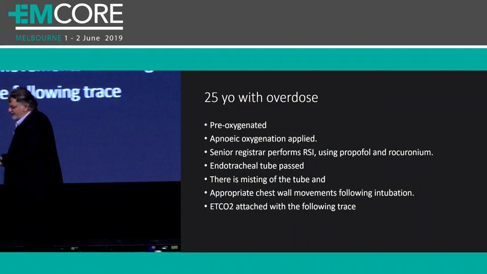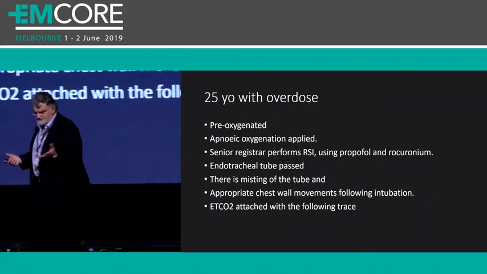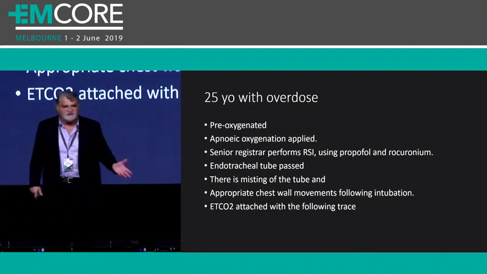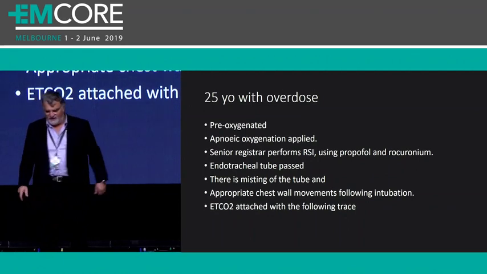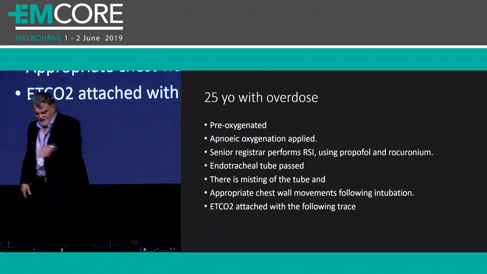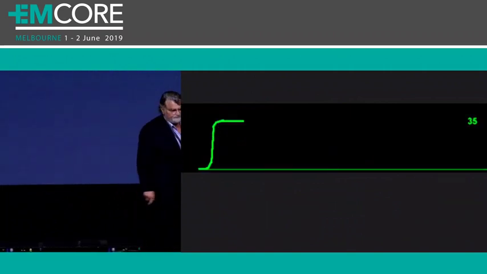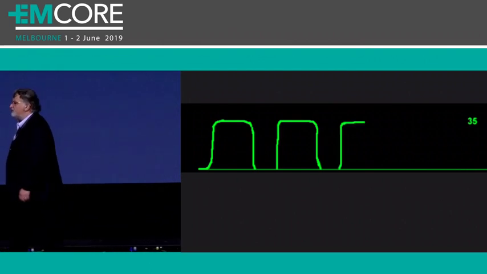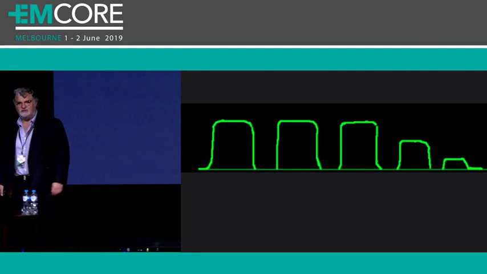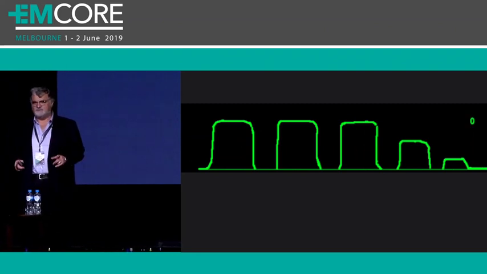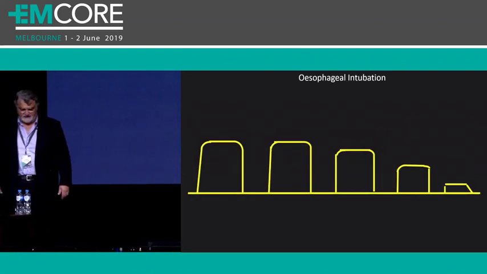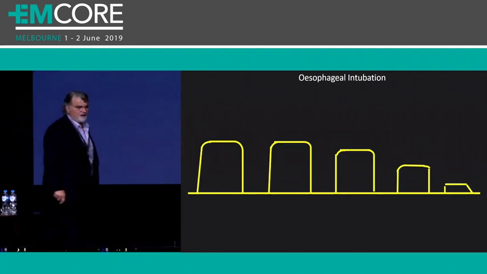So the endotracheal tube is passed. Registrar seems pretty good. So I see the tube misting. I'm a happy camper. Chest wall movements are appropriate. End-tidal trace is attached, and we get this. Looking good. All right, so what's happening here? So this is the classic trace of an esophageal intubation.